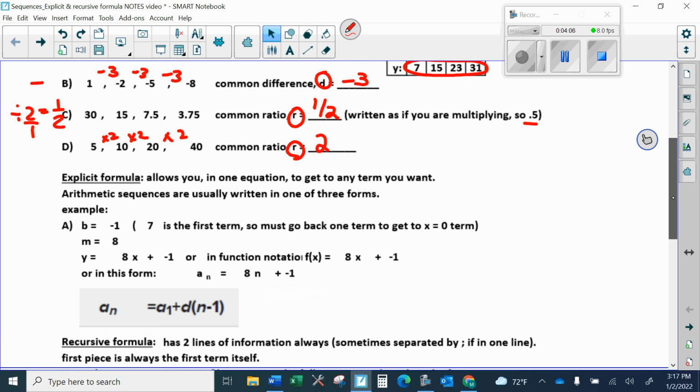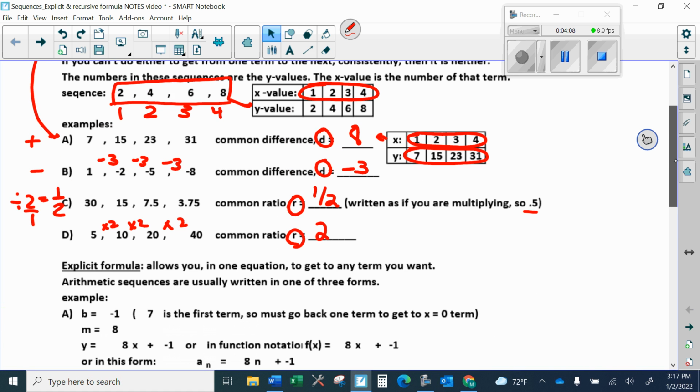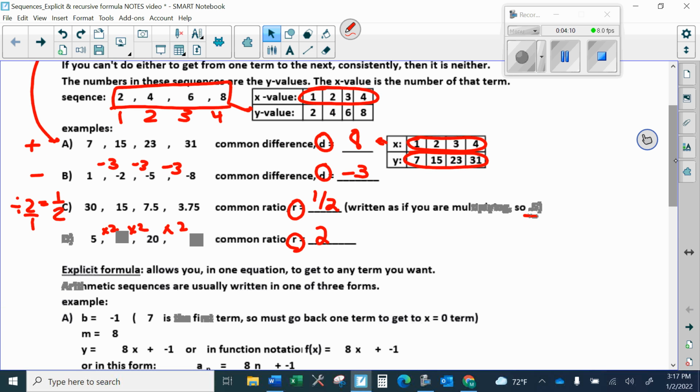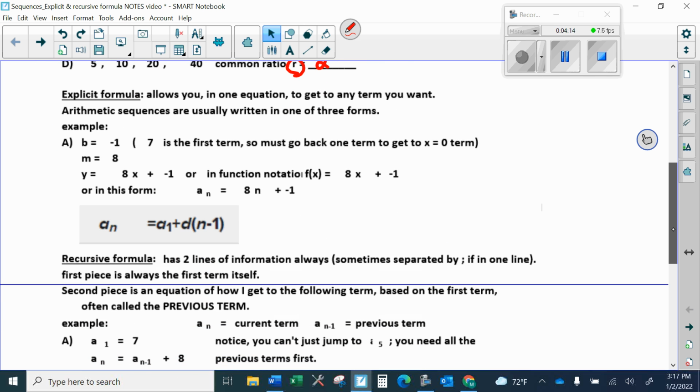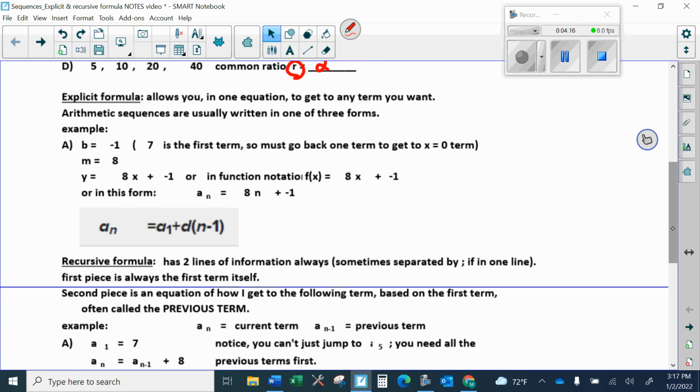Now, what we want to do, and what we're focusing on, so you've done that in elementary school and middle school. Plenty of those. That's what you've done. So the algebra part now is writing these formulas, either an explicit formula or a recursive formula for any of those above. Okay, so explicit formula, what it allows you to do is in one equation get to any term you want.